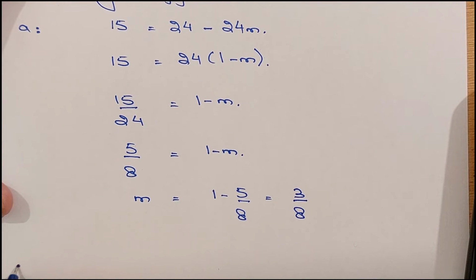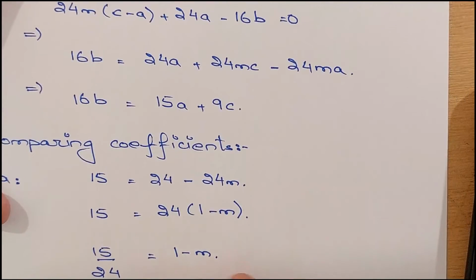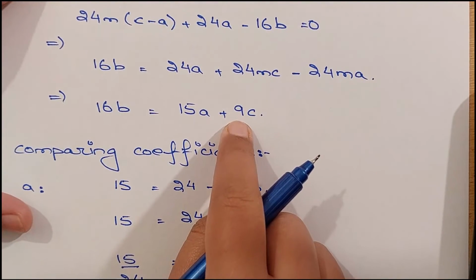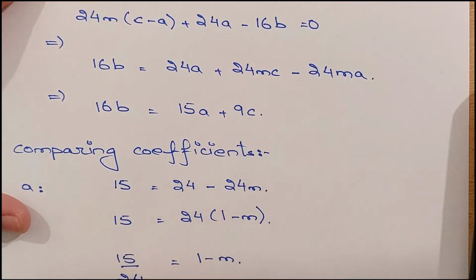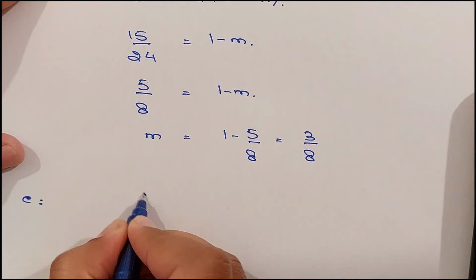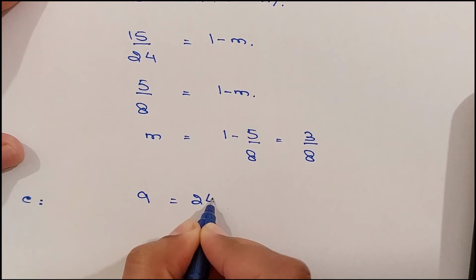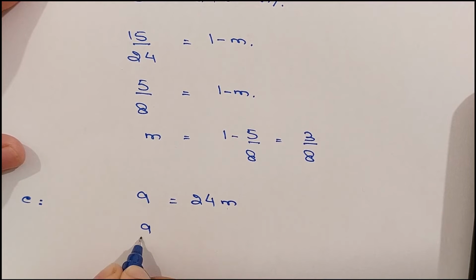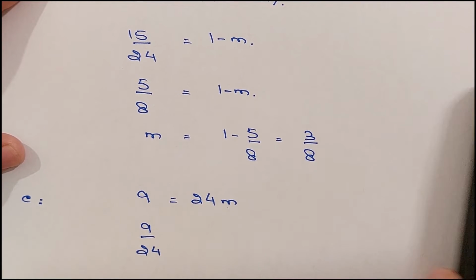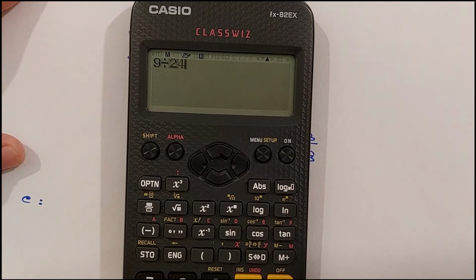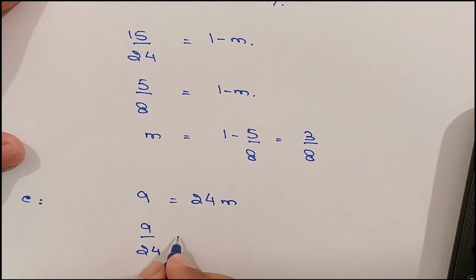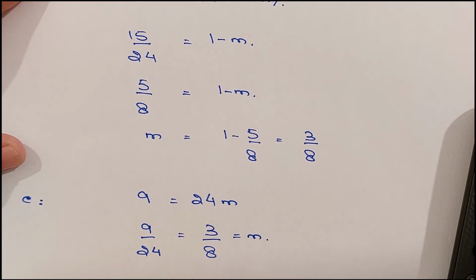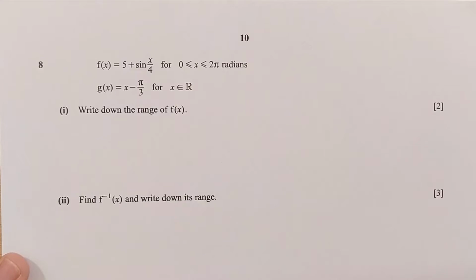Or you can compare the coefficients of c as well. So the c coefficients, you can see 9 and 24m, right? So 9 equals 24m, and from here the m value is 9 by 24. And what is 9 by 24? 3 by 8, exactly the same. 3 by 8 equals the m value. So m is equal to 3 by 8.